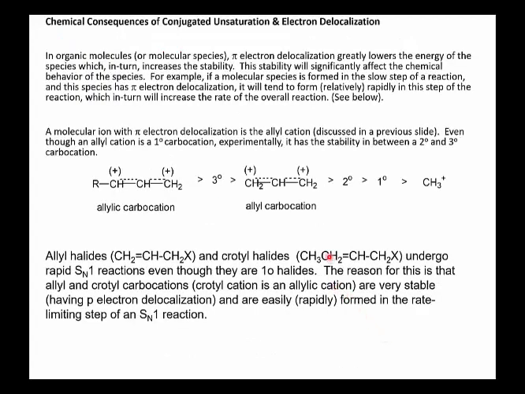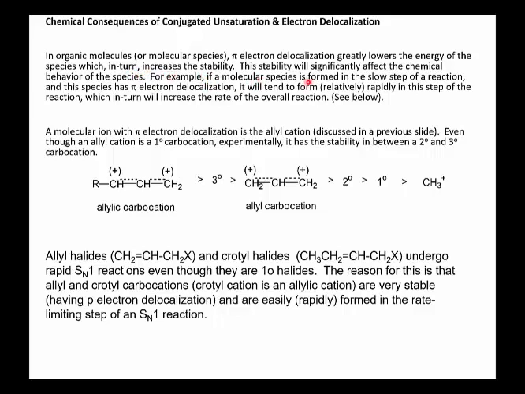All right. Now, why are conjugated pi electron systems important? Now, we mentioned that conjugated pi electron systems are more stable than non-conjugated systems. And that's due largely to pi electron delocalization. Pi electron delocalization greatly lowers the energy of the species, which of course increases its stability.